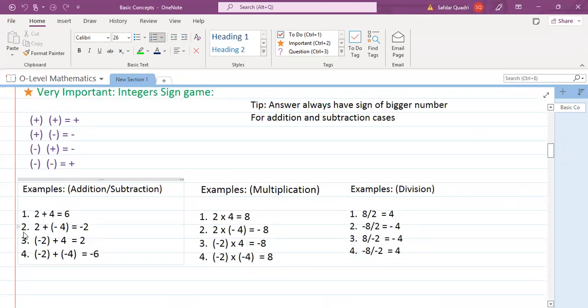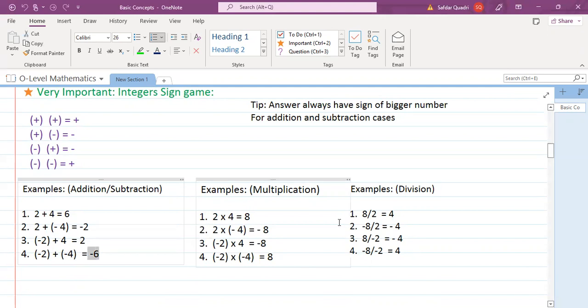Now I've reversed the situation, like -2 plus 4. As you can see, minus plus is minus, but the answer is going to have the sign of the bigger number, which is 4. 4 has a positive sign, so 2 has a positive sign right over here. And now the case which has two minuses, like -2, -4. I've just added plus so that it makes sense. So minus minus is going to become plus. What you're going to do is add them, -2, -4. You will add them because both of them have negative signs, so it is going to become a negative number, -6.